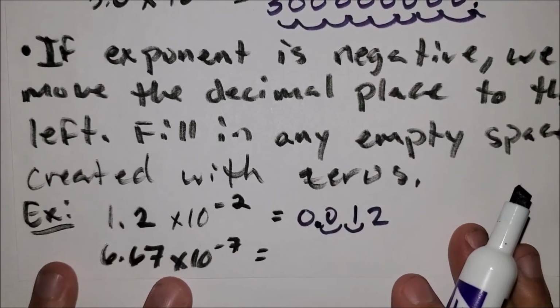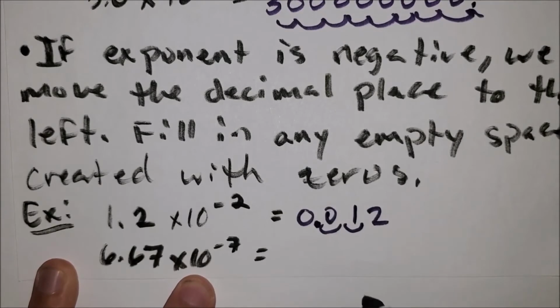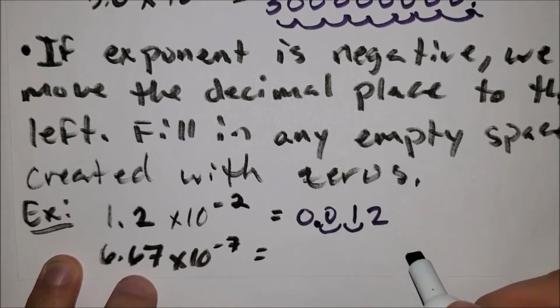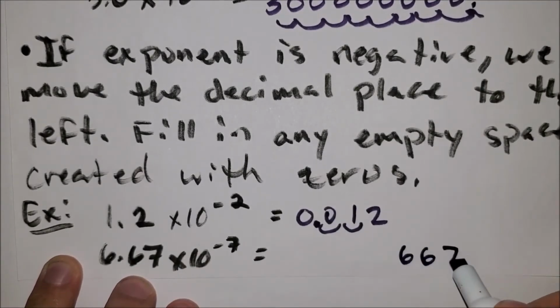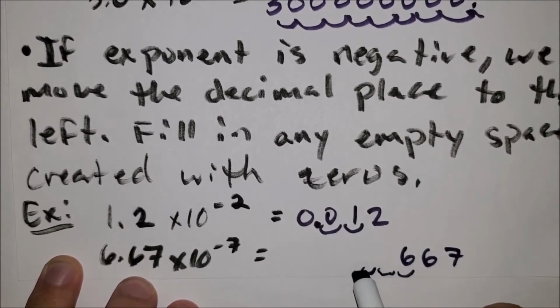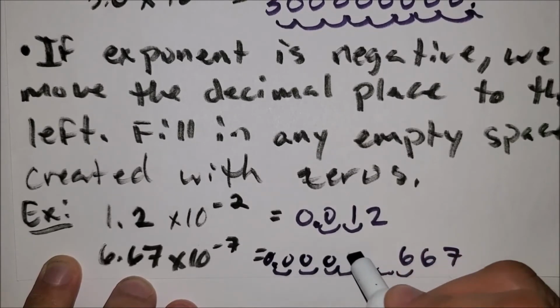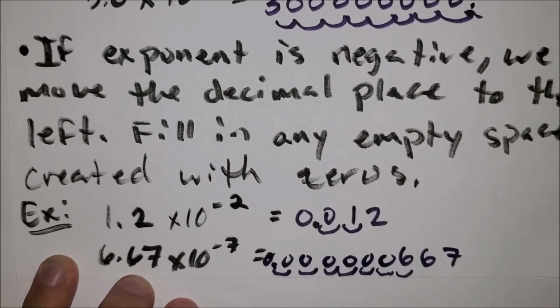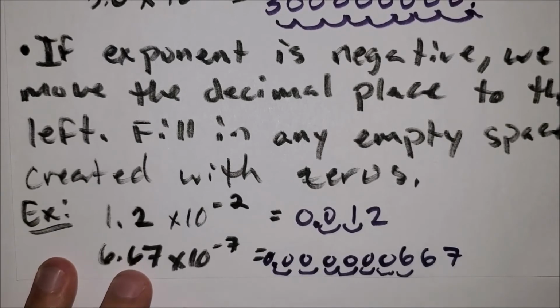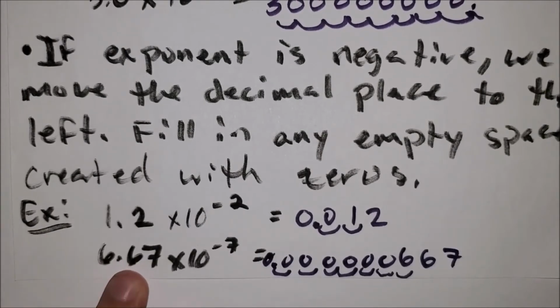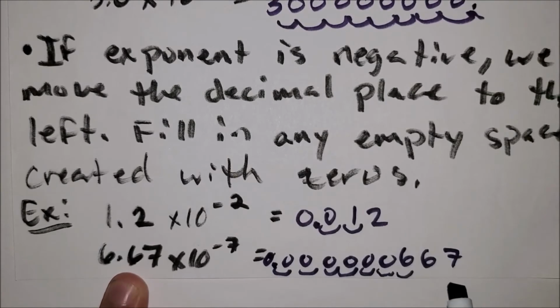Now if we look at this one, we have 6.67 times 10 to the negative 7. So what we're going to do, 6.67, and then we move it 1, 2, 3, 4, 5, 6, 7. 0.1, 2, 3, 4, 5, 6. And this is the number that we end up getting. This is an incredibly small number, and we would not normally write something like this in this standard notation. We would change it to scientific notation.